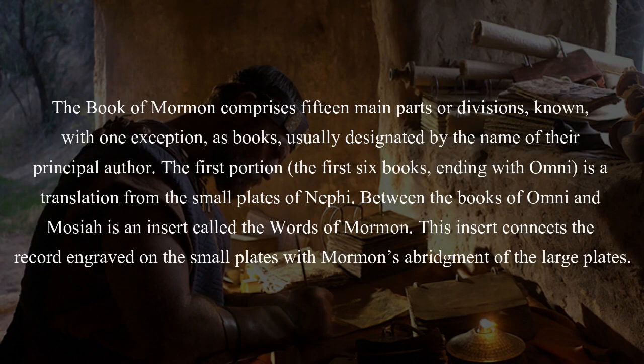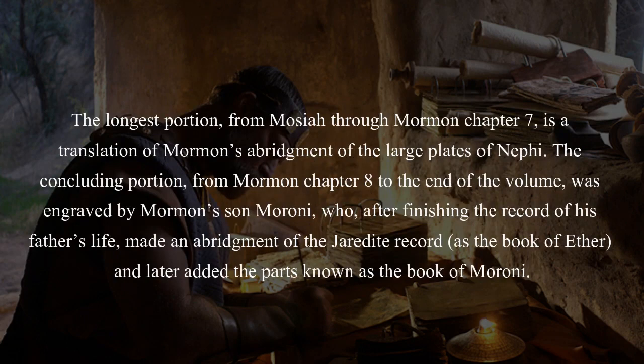The Book of Mormon comprises 15 main parts or divisions, known, with one exception, as books, usually designated by the name of their principal author. The first portion, the first 6 books ending with Omni, is a translation from the small plates of Nephi. Between the books of Omni and Mosiah is an insert called the Words of Mormon. This insert connects the record engraved on the small plates with Mormon's abridgment of the large plates. The longest portion, from Mosiah through Mormon chapter 7, is a translation of Mormon's abridgments of large plates of Nephi.